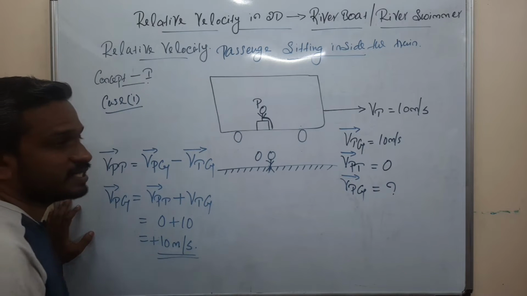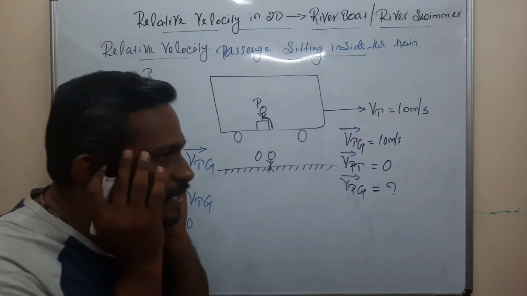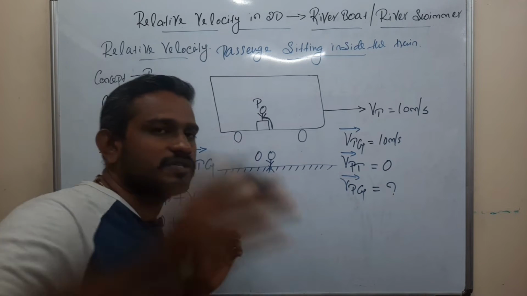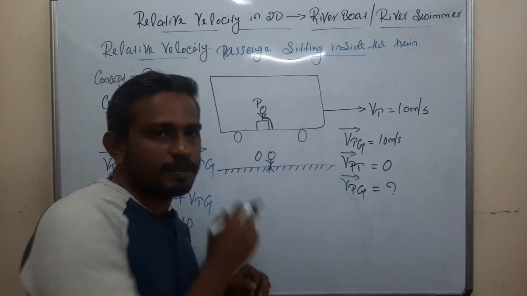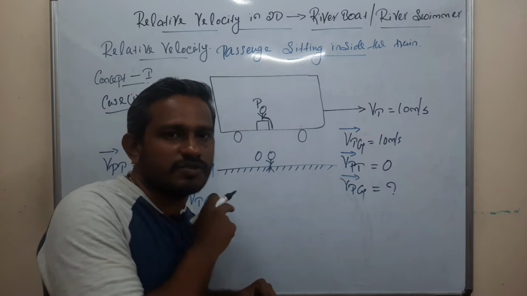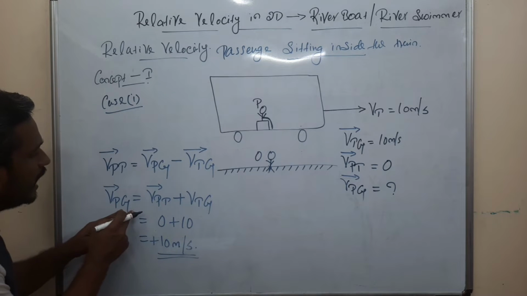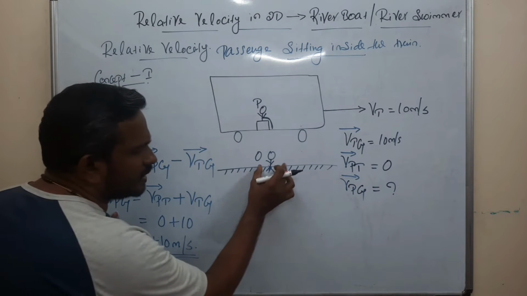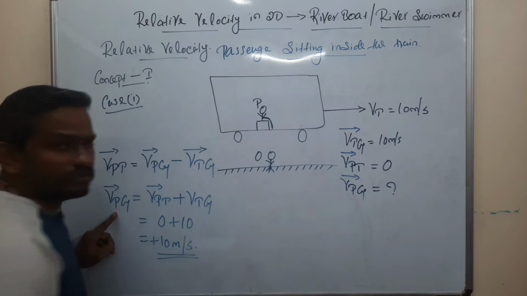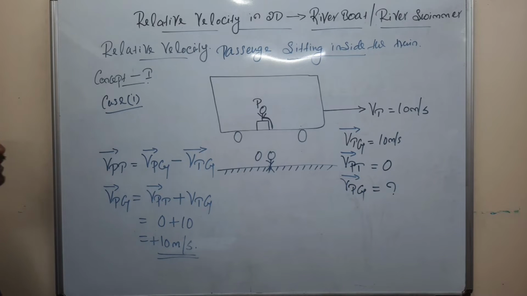So when the observer sitting on the platform observes, he feels that the train is moving at 10 meter per second, so the passenger sitting inside the train is also moving at 10 meter per second. So the velocity of the passenger as seen by the ground, meaning as seen by the observer on the ground, we are getting as 10 meter per second. So this is case 1.